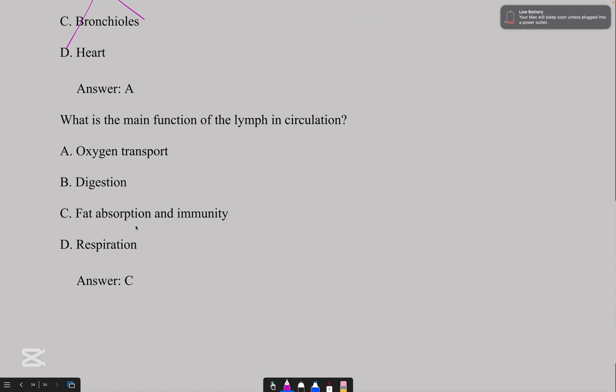What is the main function of the lymph: circulation, fat absorption, or immunity? So these ones are just practice questions to check whether you understood what I have taught, not that they are your exam questions. Just for you to check whether you understood what you have learned so far.